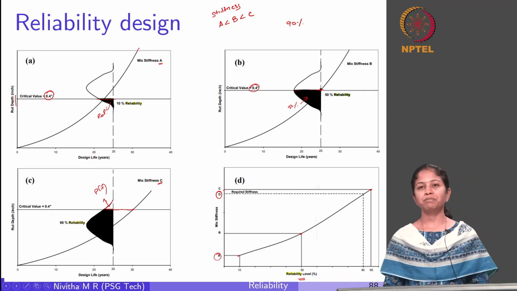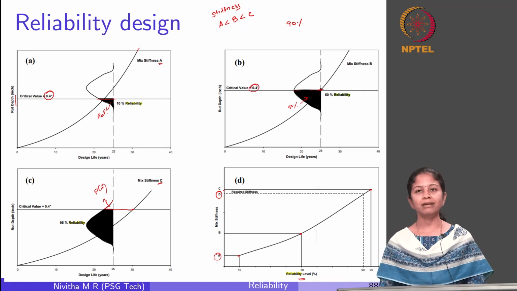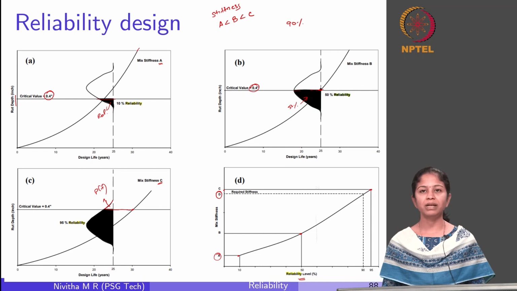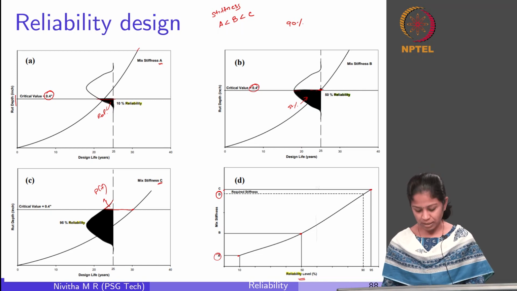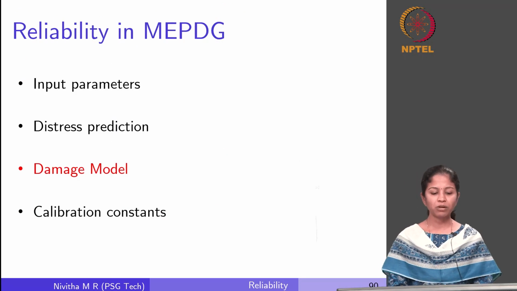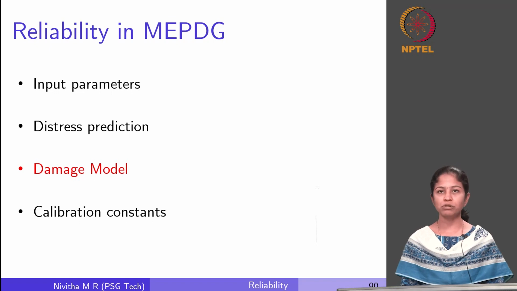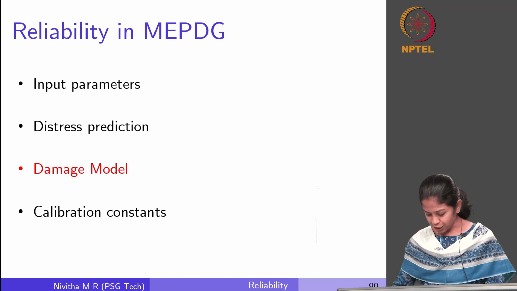So this is the difference between a deterministic approach and a reliability based design, wherein here we use the concepts of reliability in addition to the performance criteria and design life to arrive at parameters. Right. So that was about the distress prediction model and the different approaches which are used here. Now we will spend some time looking at the damage model.